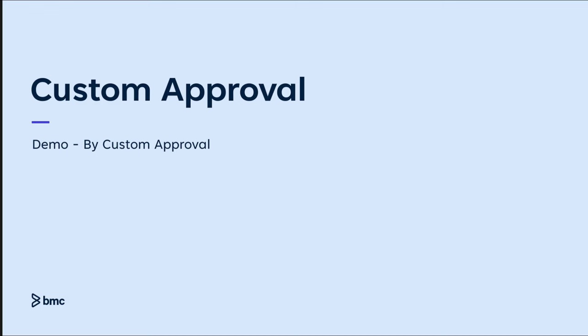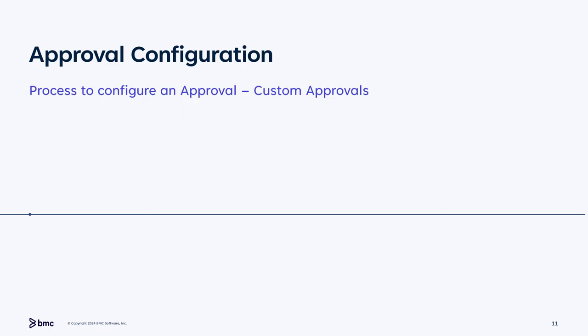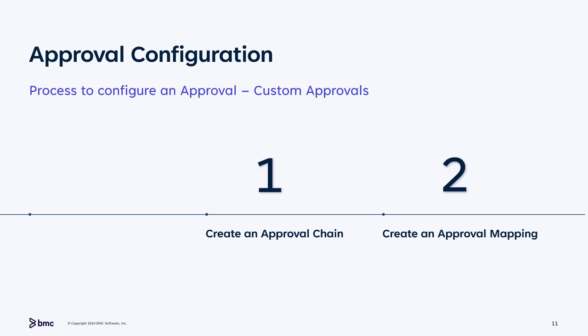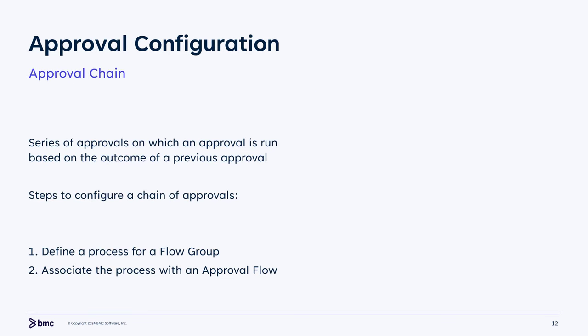How to configure a custom type approval. The process to configure a custom approval requires 2 important steps: creating an approval chain and creating an approval mapping. The approval chain is a series of approvals in which an approval runs based on the output of a previous approval. A chain of approvals, or chaining, refers to a series of approvals in which an approval is run based on the outcome of a previous approval.